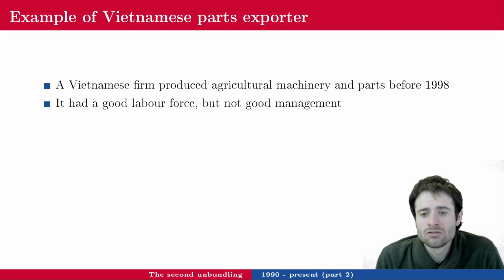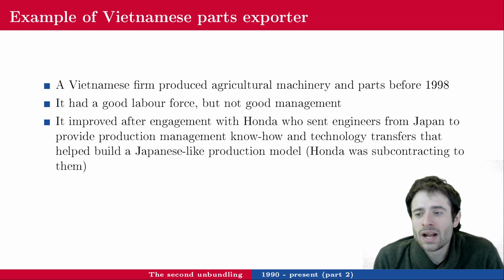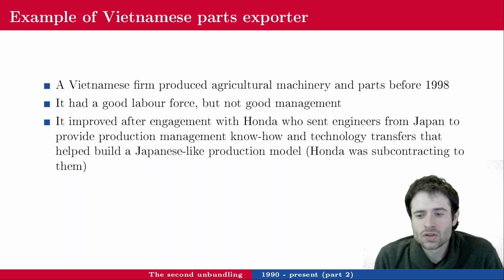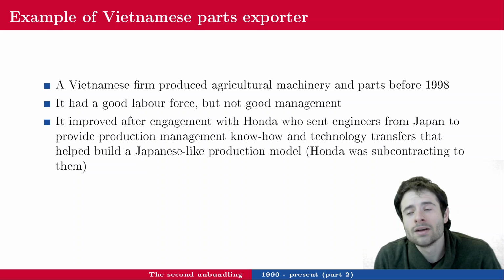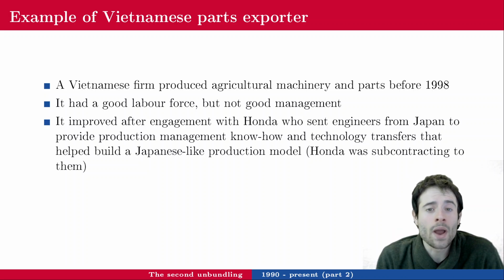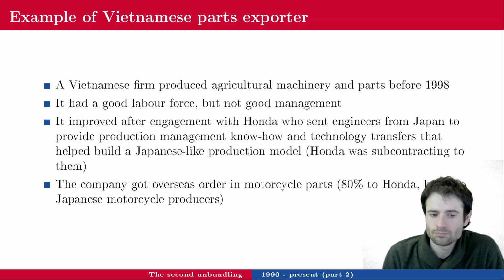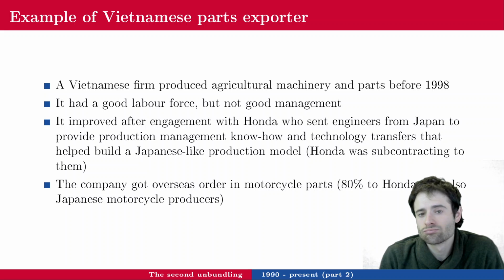It had a good labor force, not necessarily good management. But after the 1990s, Honda started sending engineers from Japan to provide production management, know-how, and technology transfers. So that helped Vietnam build a Japanese-like production model with Vietnamese wages, which were way lower than Japanese wages. The company got overseas orders in motorcycle parts, 80% to Honda, but also Japanese motorcycle producers.